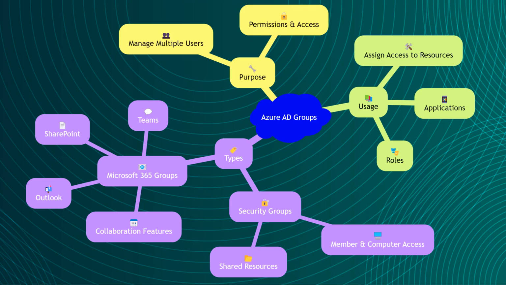Azure AD Groups are a way to manage multiple users collectively, simplifying the administration of permissions and access. Groups can be used to assign access to resources, applications, and roles to multiple users at once, rather than individually. There are two types of groups in Azure AD: security groups and Microsoft 365 groups. Security groups are used for managing member and computer access to shared resources, while Microsoft 365 groups provide collaboration features by integrating with services like Outlook, SharePoint, and Teams.